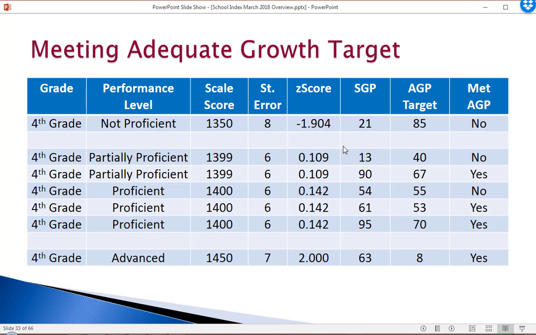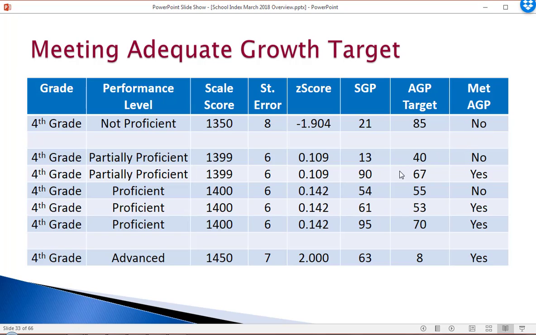If we look at a low performing student, what we'll notice is their target is much higher. They had to score in the 85th percentile in terms of their student growth to be on track to become proficient because they were so far from proficiency. They were 50 points below proficient. They only scored better than 21% of the rest of the state, which was not what they needed to show adequate growth. They needed to score at the 85th percentile in the state, so they did not meet the target.